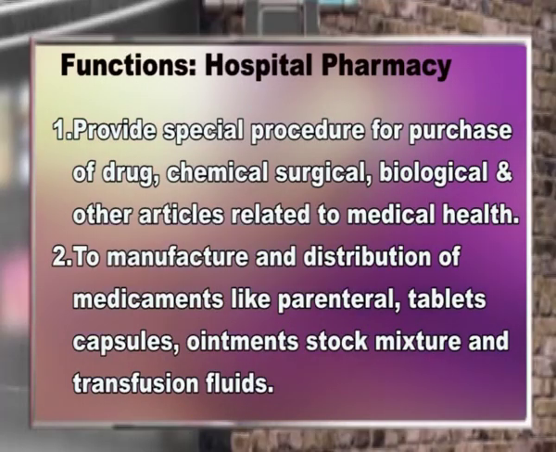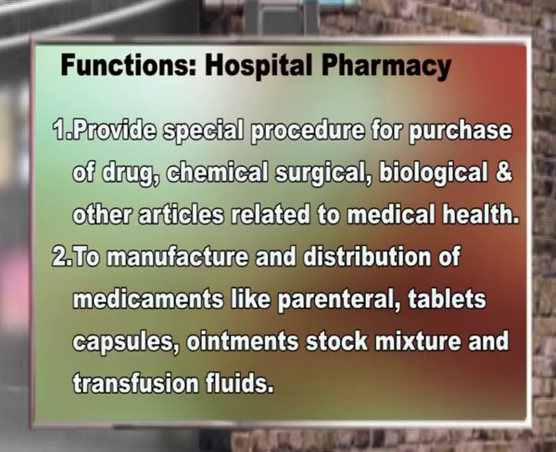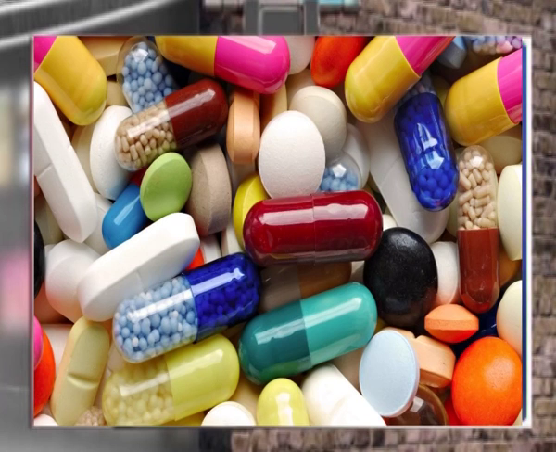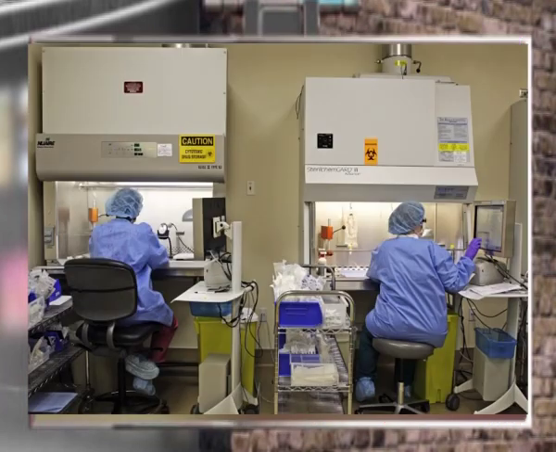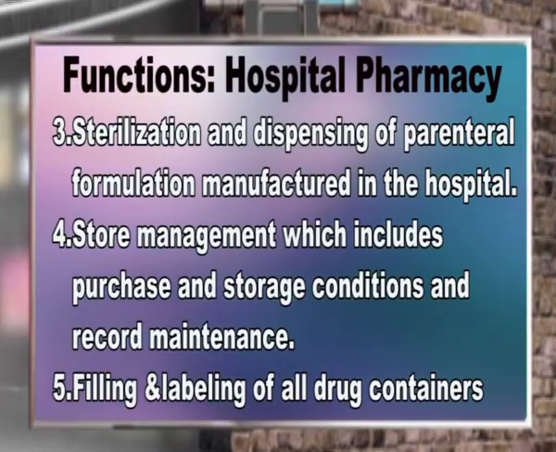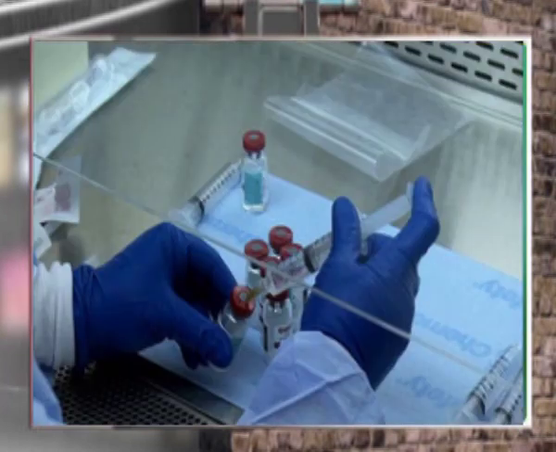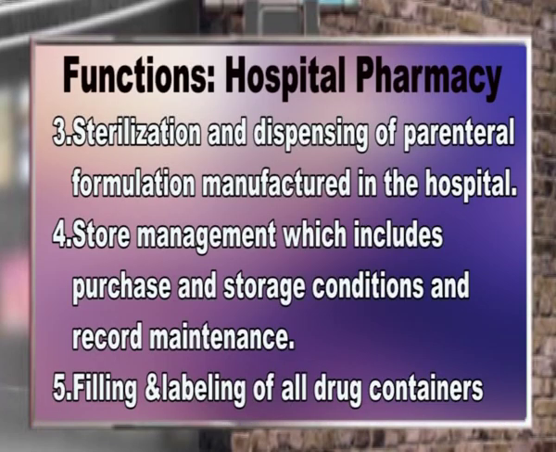Number 1. Provide special procedure for purchase of drugs, chemicals, surgical, biological and other articles related to medical health. Second, to manufacture and distribute medicaments like parenterals, tablets, capsules, ointments, stock mixtures and transfusion fluids. Third is sterilization and dispensing of parenteral formulations manufactured in the hospital. Fourth is store management, which includes purchase and storage conditions and record maintenance.